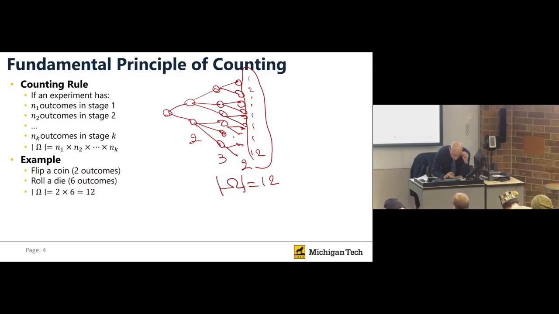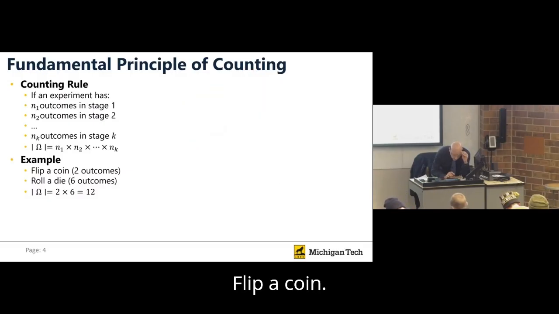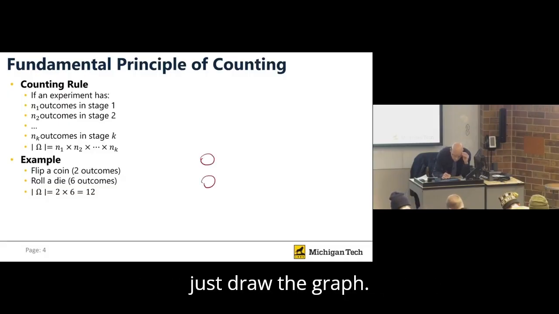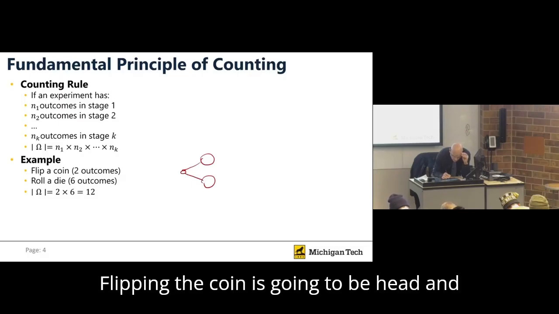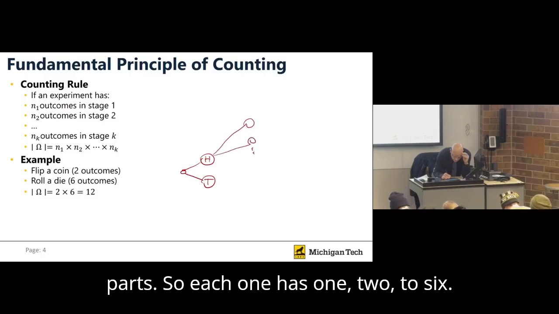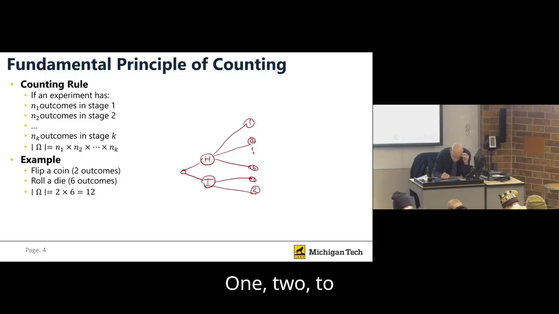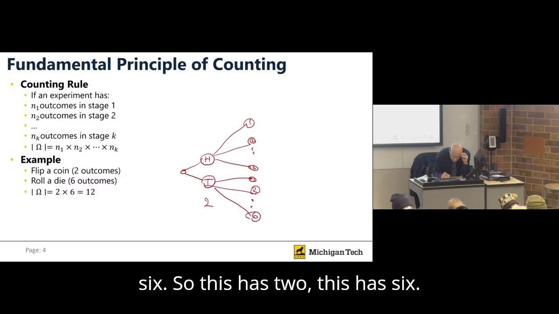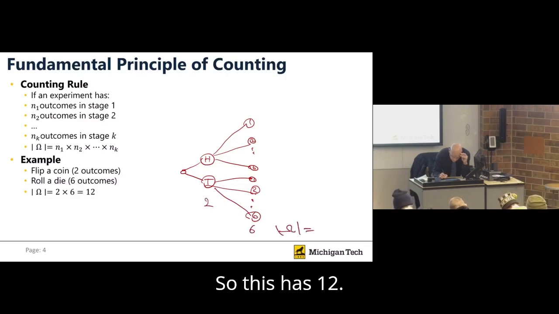Okay, example. Okay, let's clear this. Flip a coin, and then roll a die. So flipping a coin, the best way is to just draw the graph. Flipping the coin is going to be head and tail. And then rolling a die. So die has 6 parts. So each one has 1, 2 to 6. 1, 2 to 6. So this has 2, this has 6. So this has 12. So you have 12 cases.